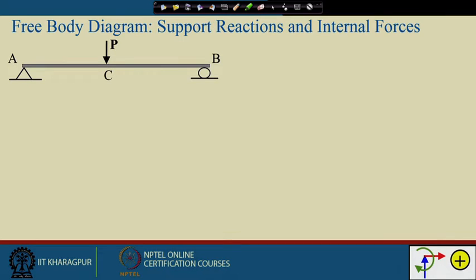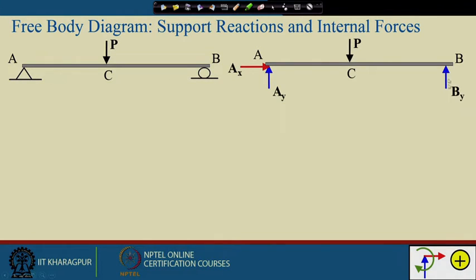If we take a simply supported beam which is subjected to a concentrated load, and I want to draw the free body diagram of the entire system, then if it is a hinge support, and if it is a roller support at B, the roller support has one constraint, so there will be one reaction, and the hinge support has two constraints, so two reactions, and there will be no moment here. Suppose this is By, and Ay and Ax are the support reactions at A.